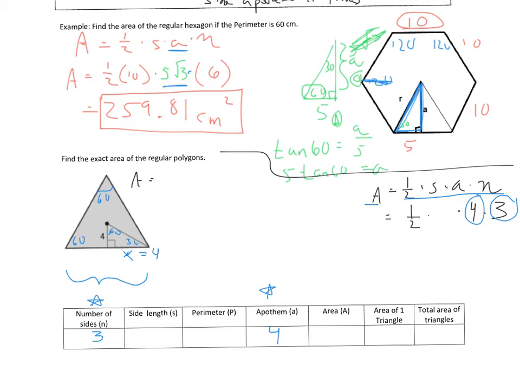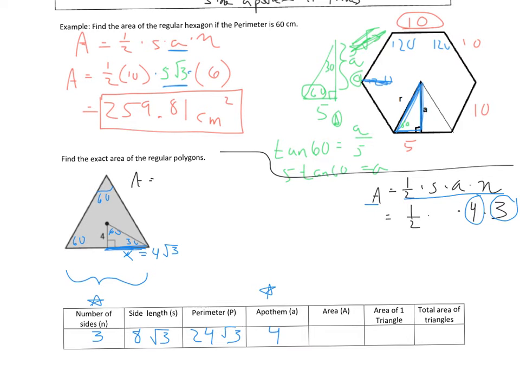Now what you've got to be careful about, though, is that 4 times the square root of 3 is not the length of the entire side. X is only half the length of this side. So what we need to do is double that. So the side length is actually going to be 2 times 4, or 8 times the square root of 3. And there's 3 of those for the perimeter, so that would be 24 times the square root of 3.